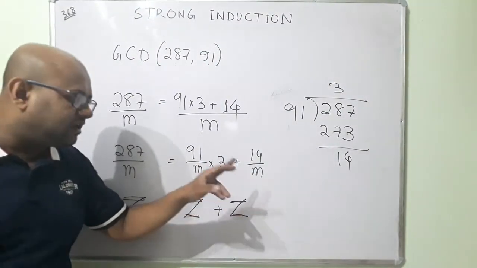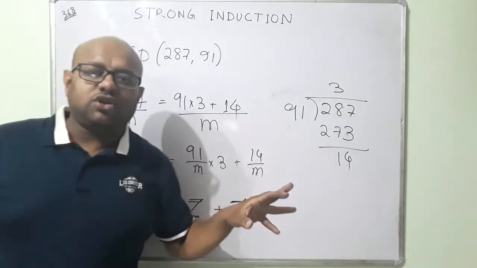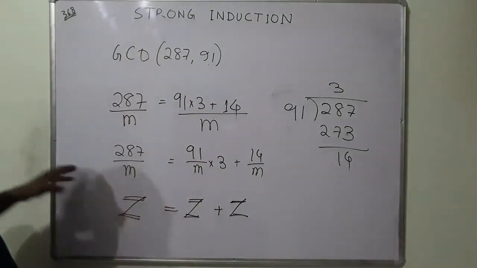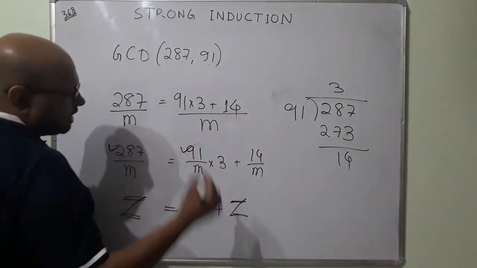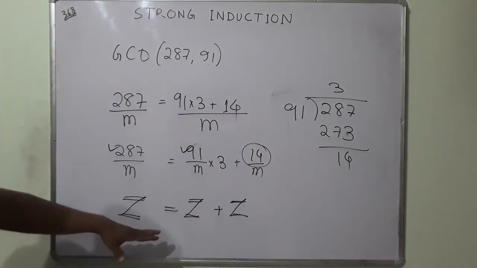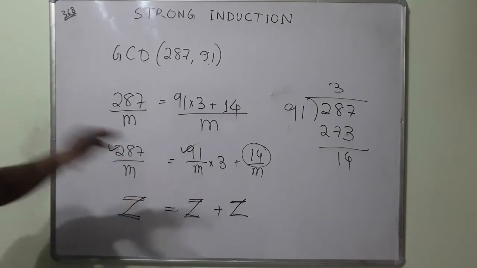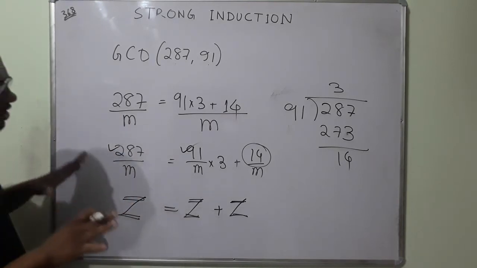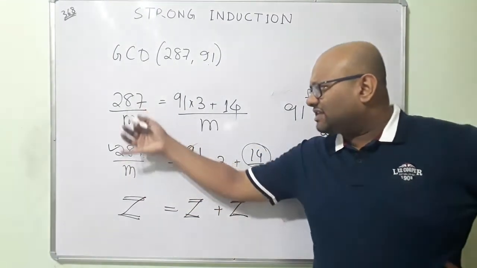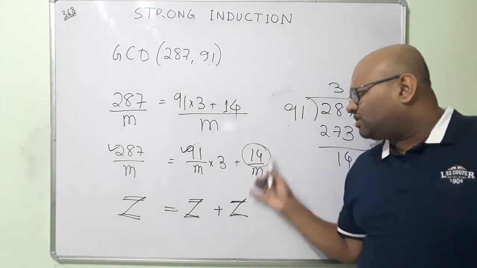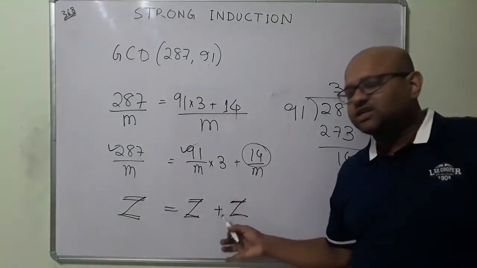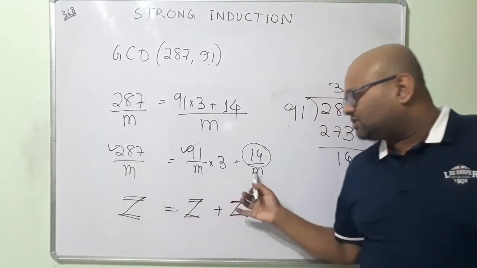When will this be an integer? When m divides 14. So I am not talking about m being the GCD, I am talking about any divisor. Okay, anything that divides 287 and 91 must also divide 14. Alright, this is the explanation. If you did not understand, go back and watch again, but you should know this is very much intuitive. m divides this, m divides this. If m does not divide this, then we will have a problem, because it will be integer plus fraction. Integer plus fraction is a fraction, but we know this is an integer, so this must be an integer.